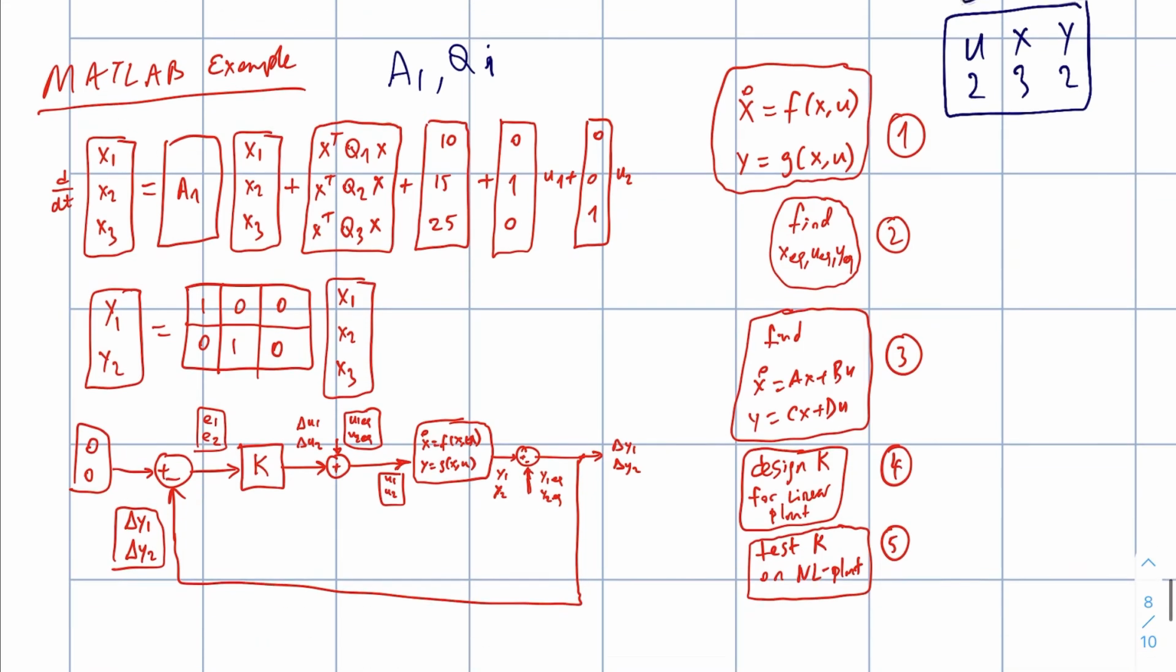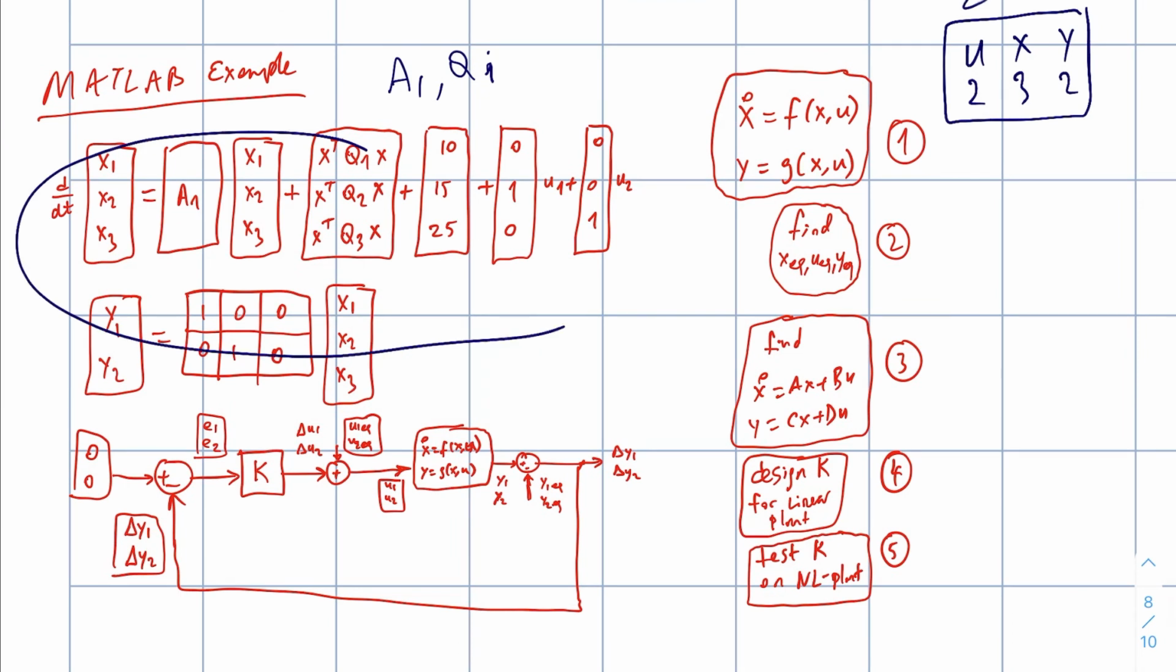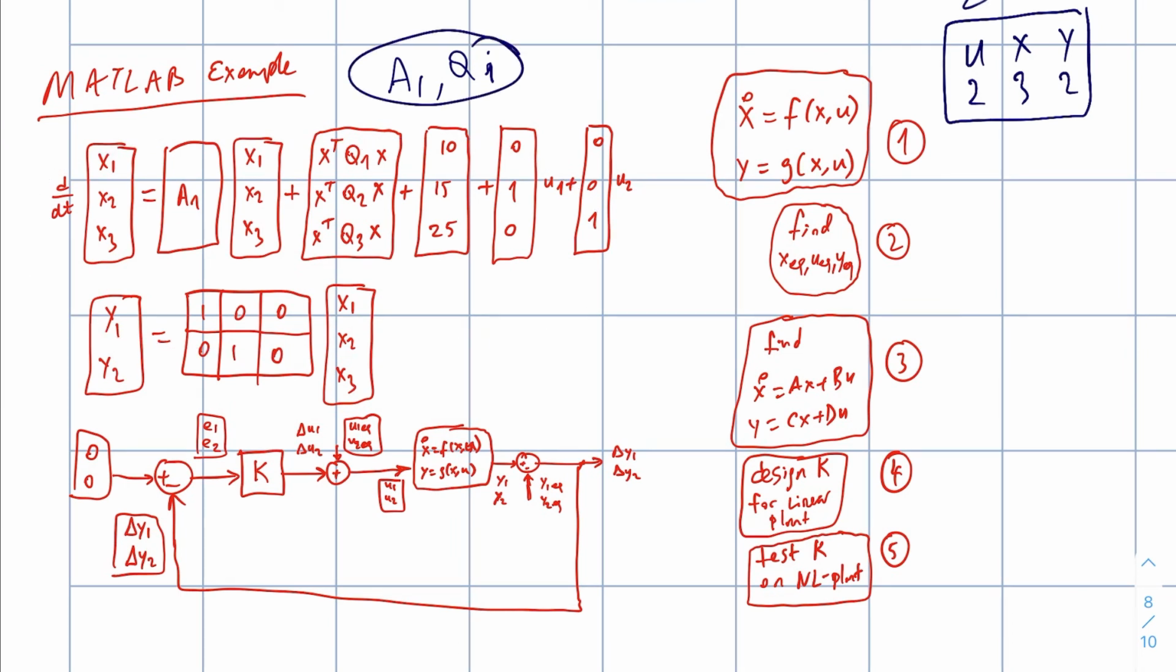So this is a nonlinear dynamical system, and here are the parameters. The objective: given a system, find equilibrium points. In real life, your first objective is to find the equations of motion and represent your system in that standard form. Second, find equilibrium points. Third, find the linear dynamical system. And fourth, design a linear controller.